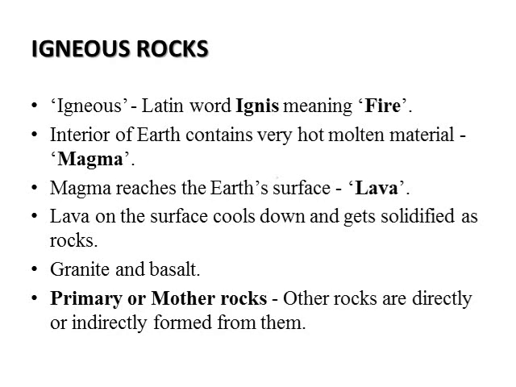The best examples of igneous rocks are granite and basalt. They are called primary or mother rocks, because other rocks are directly or indirectly formed from them. That's why they are called igneous rocks.